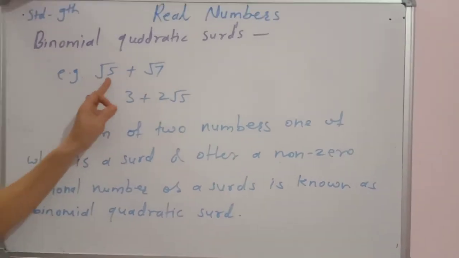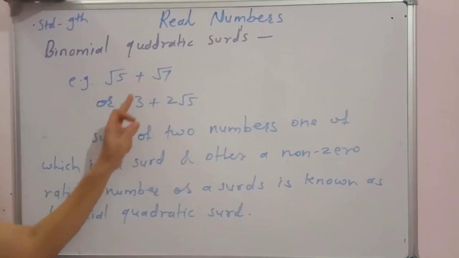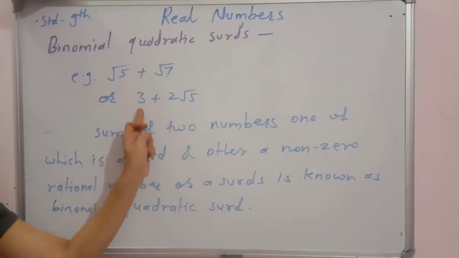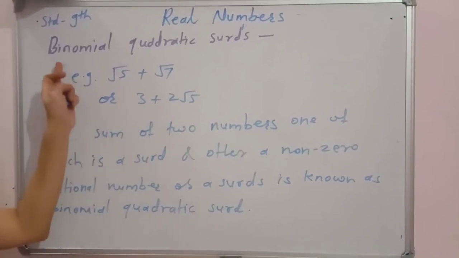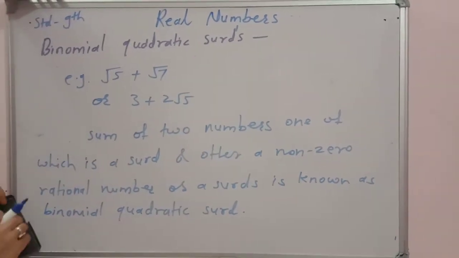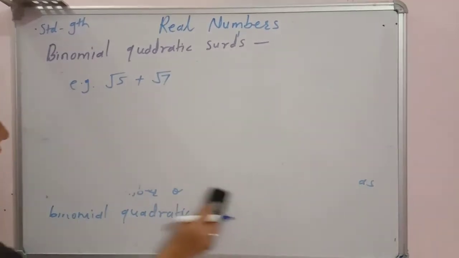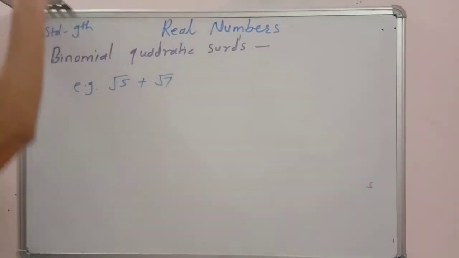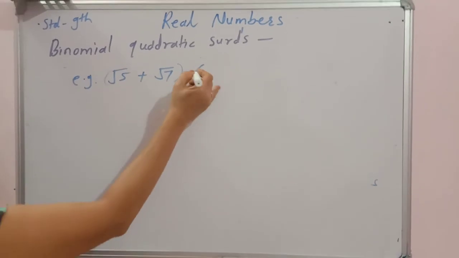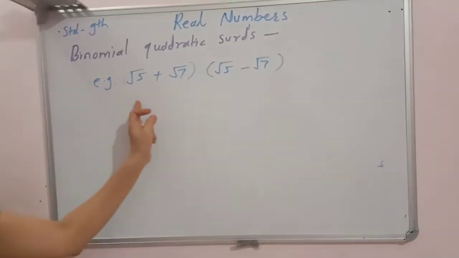See here, the sum of two numbers, both the numbers are surds, quadratic surds. And here again the sum of two numbers, one of which is a surd and another is a rational number. So this is known as a binomial quadratic surd. Now see, when we multiply this binomial surd by another binomial surd, that is root 5 minus root 7, then what is the answer, we will see.